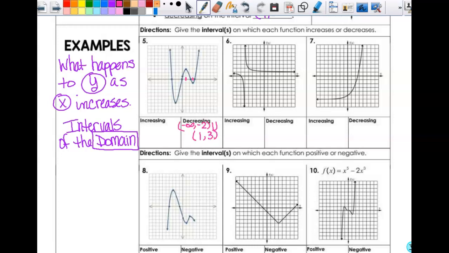So then increasing. I'm increasing from -2 to 1. So here's my increasing. I don't care what the y values actually are. It's -2 to 1. And then I'm increasing again from 3 to infinity. So a union, 3 to infinity. Okay? Why don't you pause and see if you can do these next two.